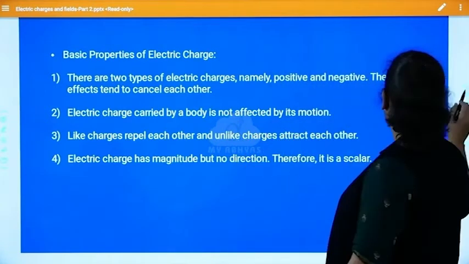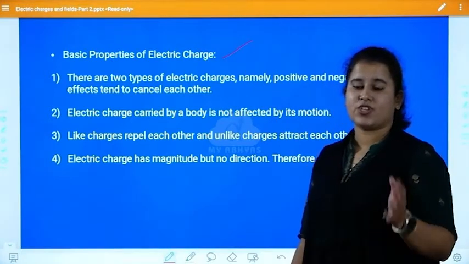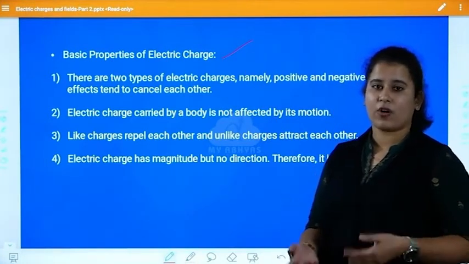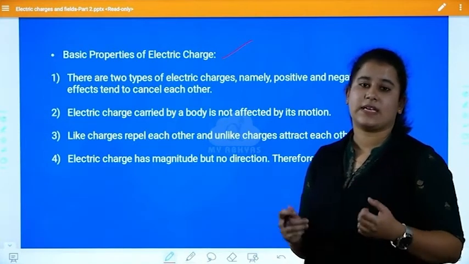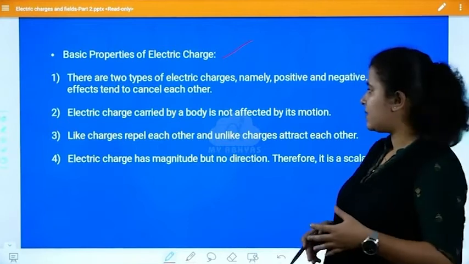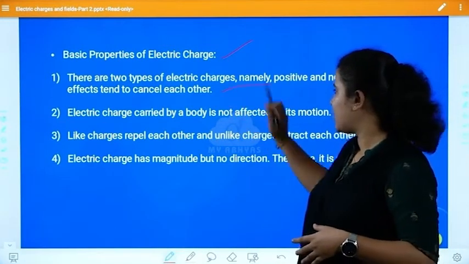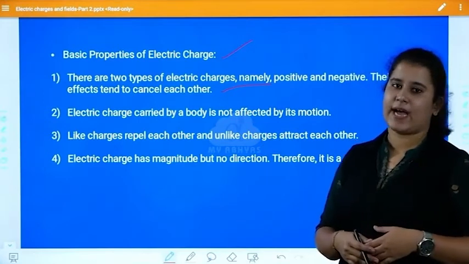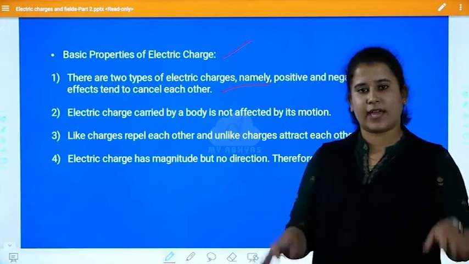So what is an electric charge? We know it is a fundamental quantity which exerts force or also receives force when it is in an electric field. Similarly, the first property: there are 2 types of electric charges, namely positive and negative charges, and whenever they come together they tend to cancel out.